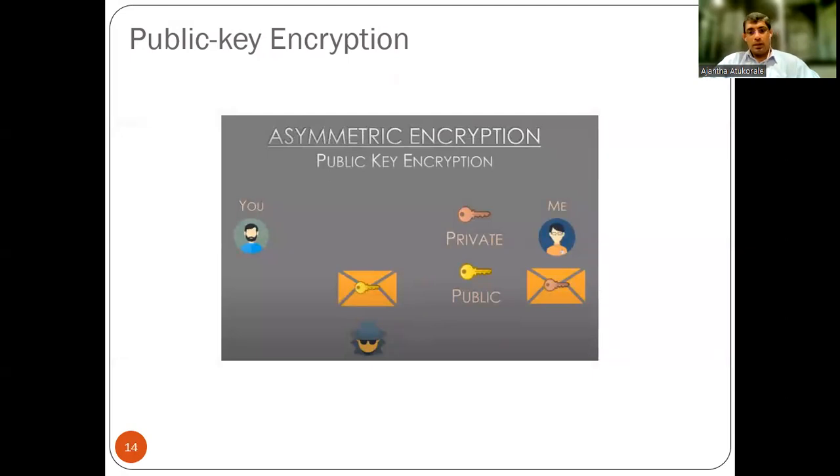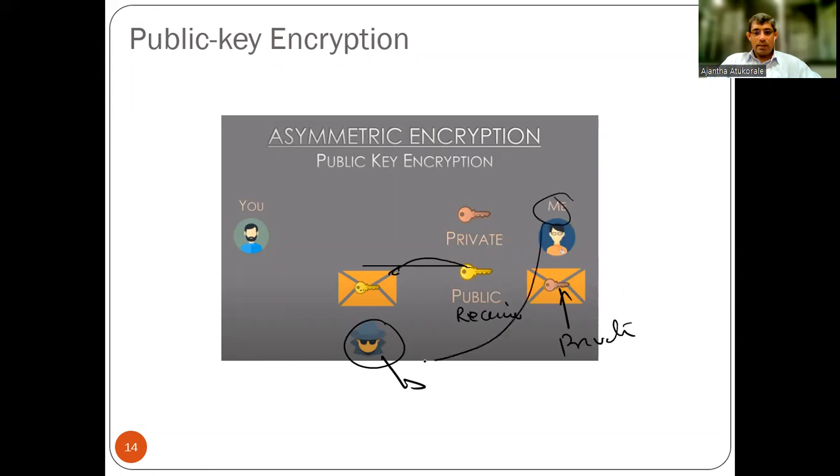Now a more graphical representation. What you do is use a key, and that key is the public key of the receiver. And the receiver has the private key, so he can decrypt, right? The bad guy is here. He does not know the private key of the receiver. Only the receiver knows it.